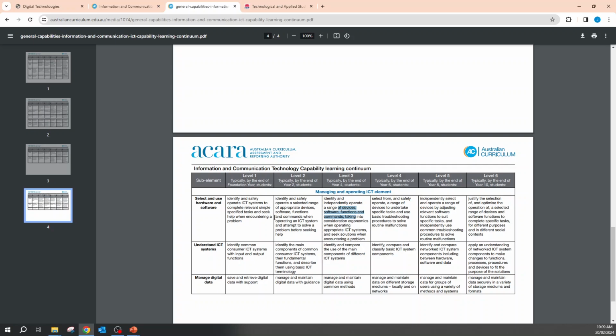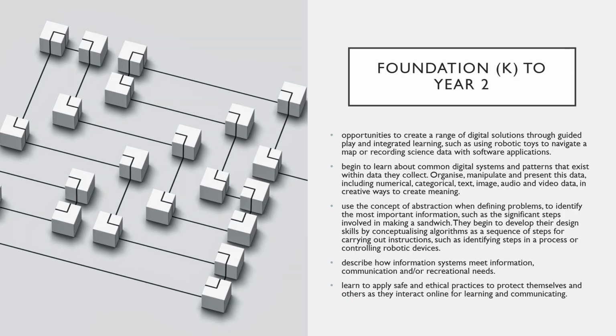Moving through some more here. We can see here some of the differences in what might be expected. So these are put here to give you a visualization of what we'd expect from, let's say K-2, 3 and 4, 5 and 6. So in K-2, we'd be expecting them to create a range of solutions using simple toys like robots or recording data with a software application like a camera. So they should still be using, even in those very early infant stages, technology for specific ends.